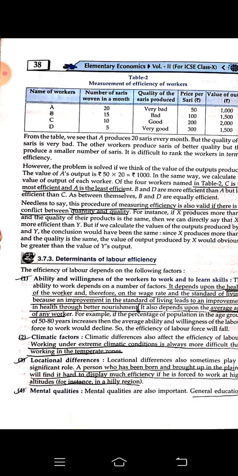Right? B has made 15 saris of bad quality. Each such sari will get sold at 100 rupees. So 100 into 15 we are getting 1500. C has made 10 saris of good quality.